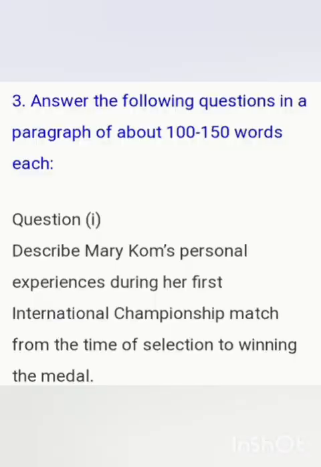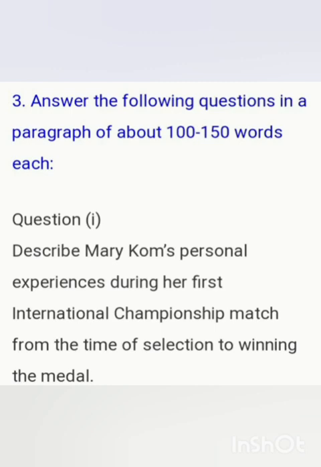Okay, the question answers are completed. Next one, paragraph. Among the three paragraphs, you can go for learning any one. That is, for each lesson, you can frame one paragraph and learn that. So let me give you the answer. You can choose any one and learn. Answer the following questions in a paragraph of about 100 to 115 words each.